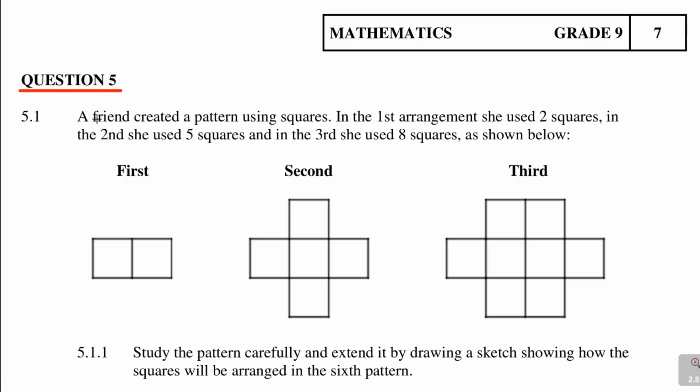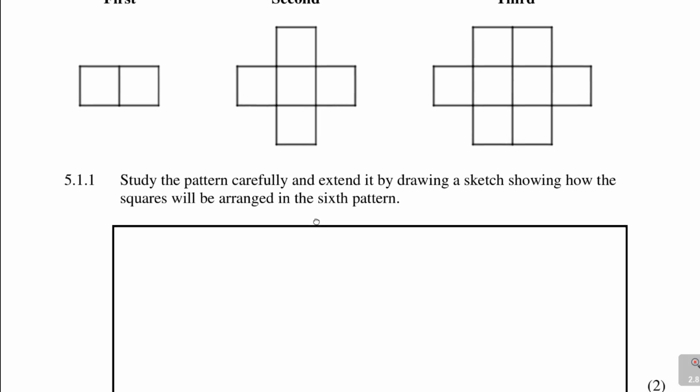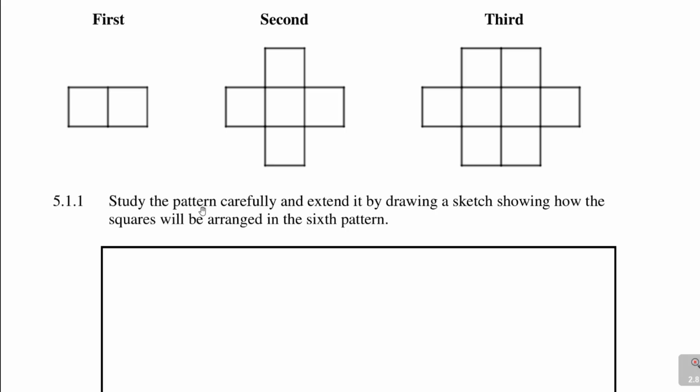It is saying a friend created a pattern using squares. So these are number patterns. In the first arrangement, she used 2 squares. In the second arrangement, 5 squares. In the third, she used 8 squares as shown below. So you can see first, second, third. And then they are saying here, study the pattern carefully and extend it by drawing a sketch showing how the squares will be arranged in the 6th. Be careful there, not in the next, in the 6th pattern.